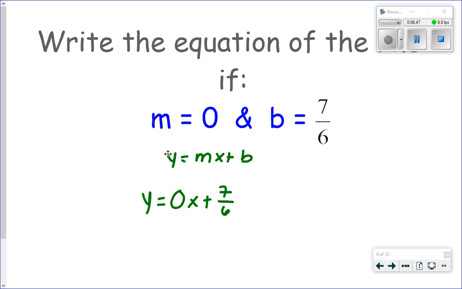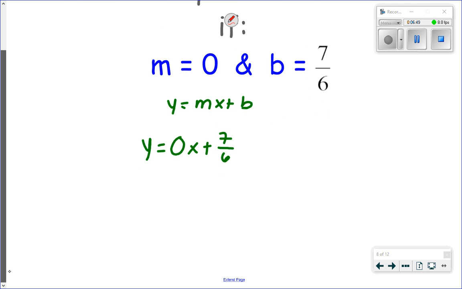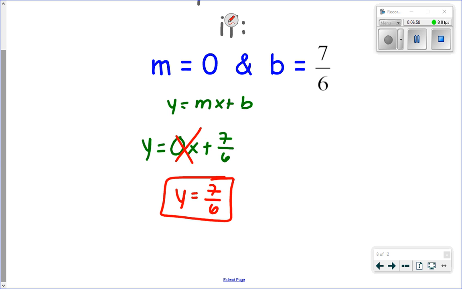Okay, my only problem with this though is that 0x isn't really reduced. We don't write things like that. So I'm going to cross that out, and my answer is just going to be y equals 7 over 6. So y equals 7/6 is the equation of that line.